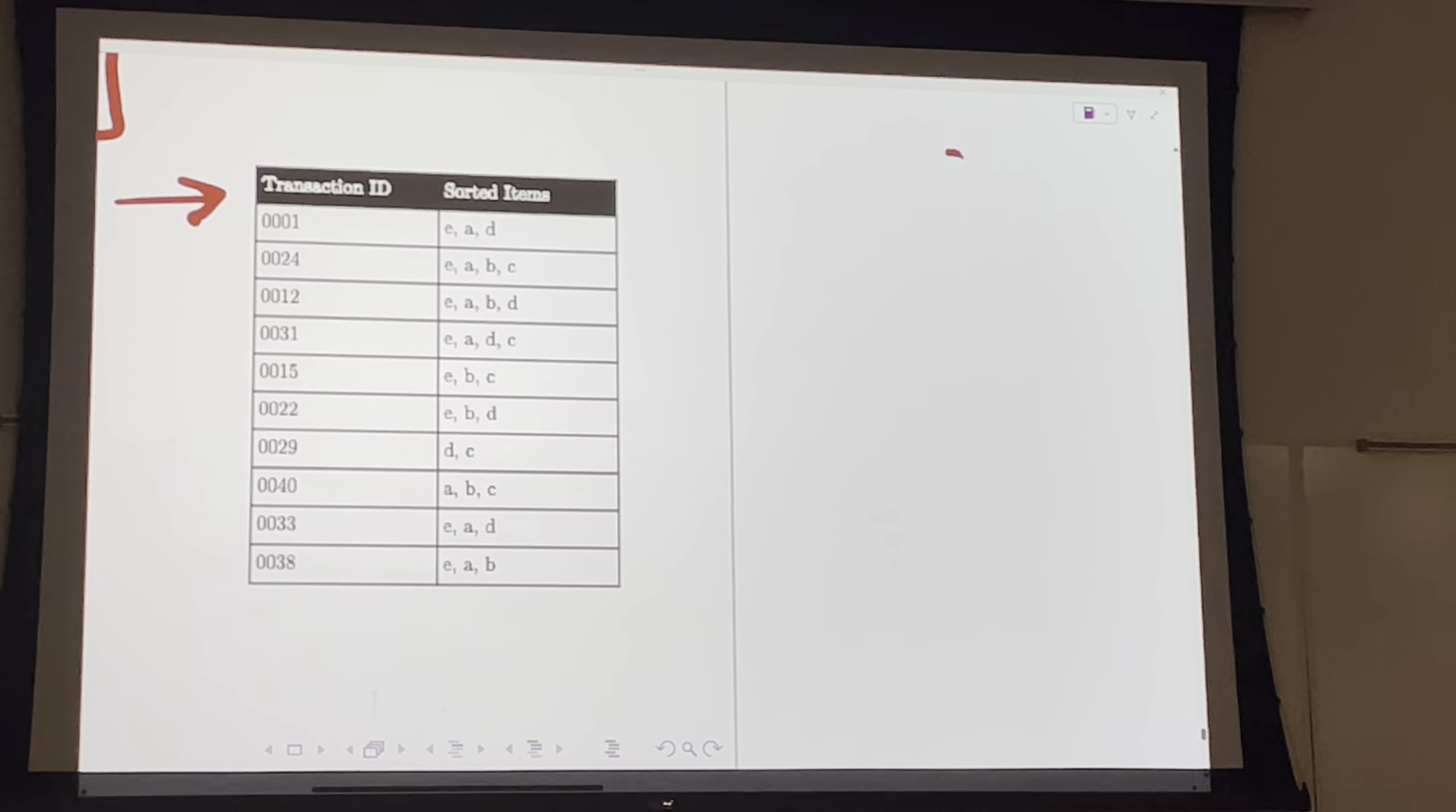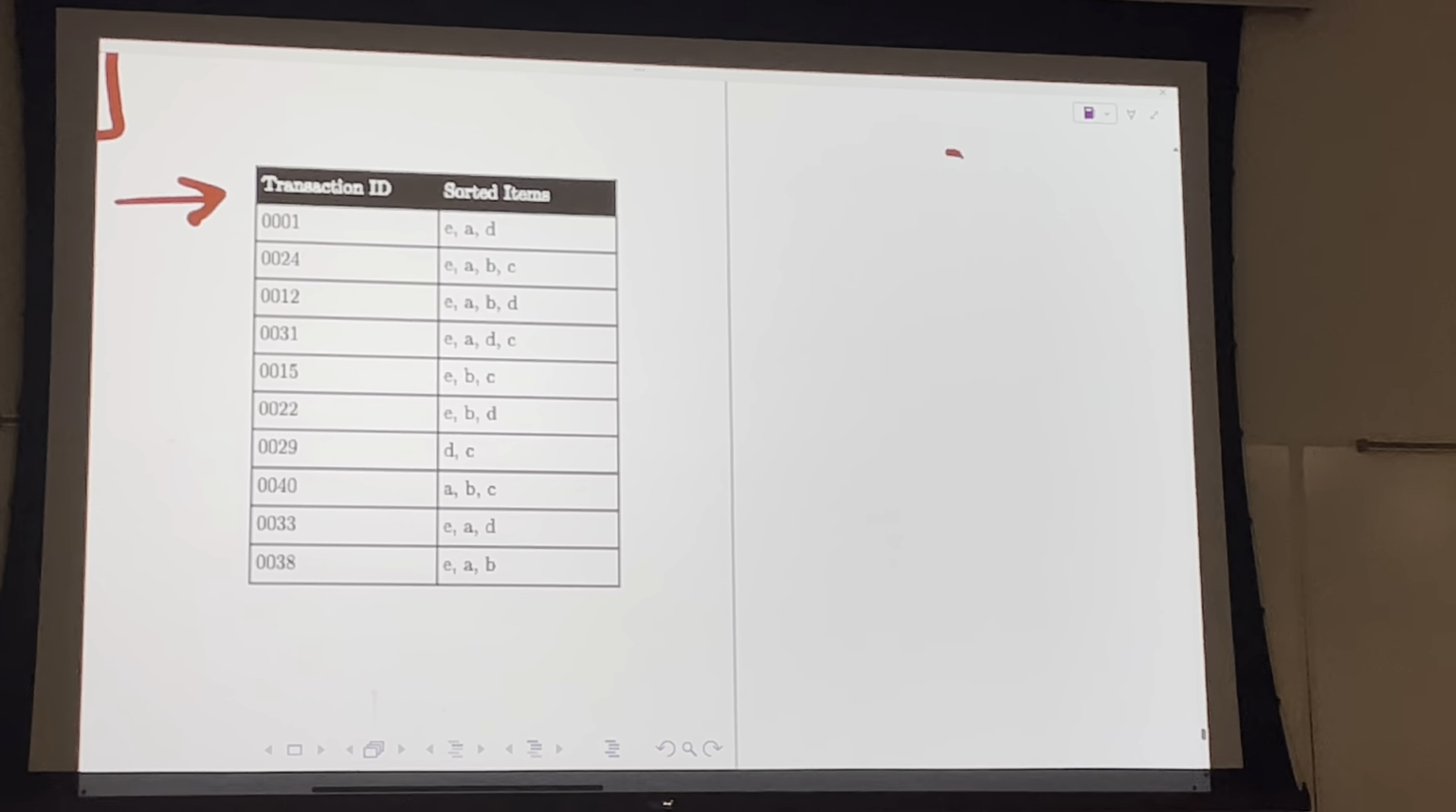E1, A1, D1. The second item set, so I'm done with this. The second one will be EA, they share the same prefix. So E will become 2, A will become 2, but they don't have D. So they have B and C. So I'm going to include B and I'm going to include C. So I'm done with the second one.